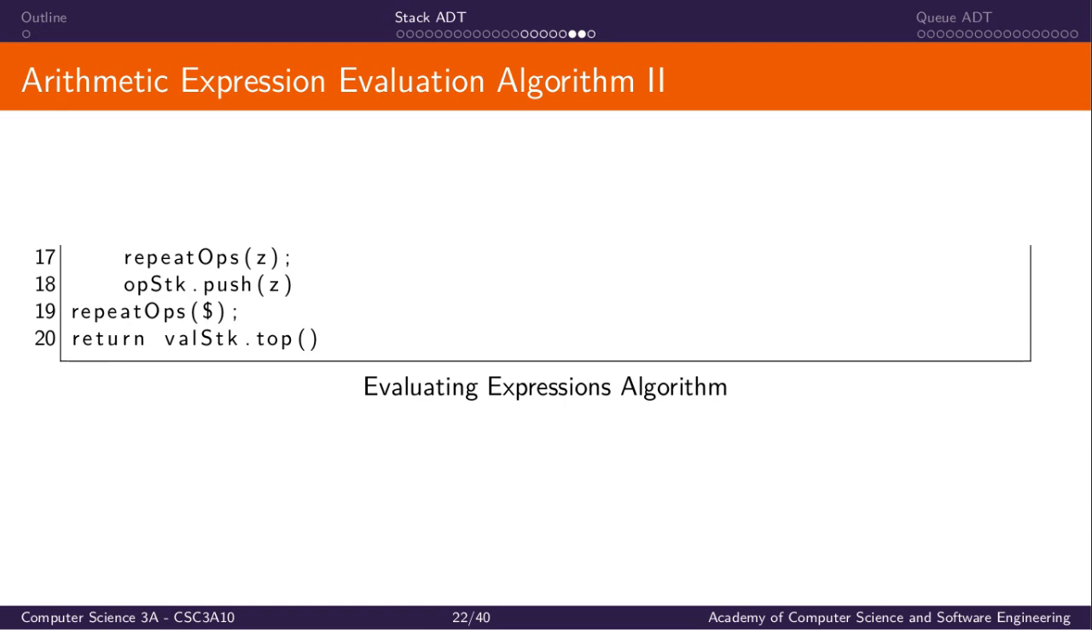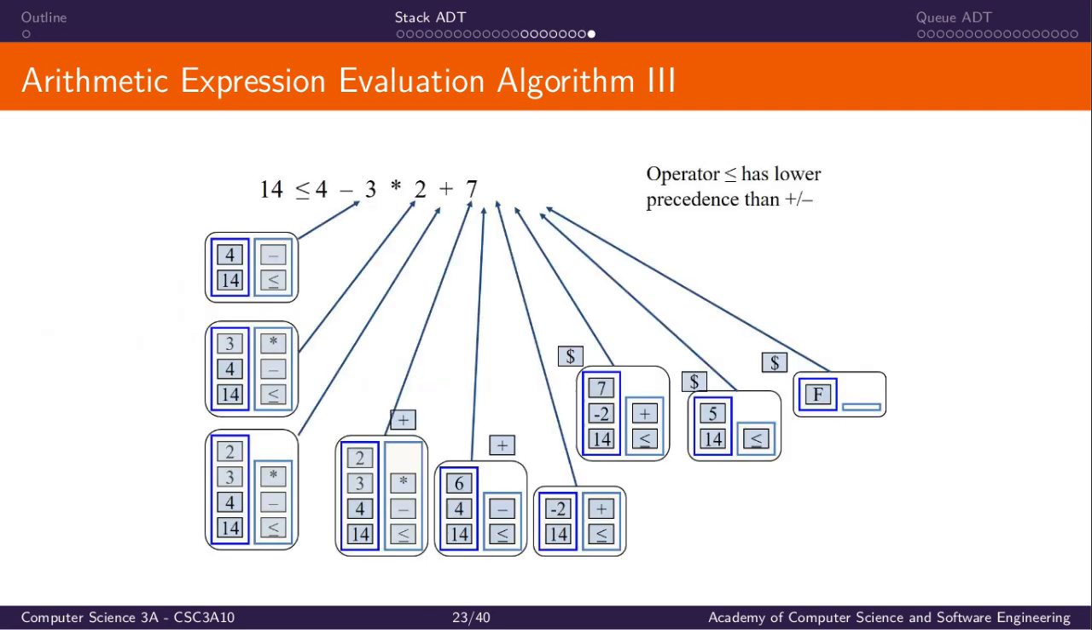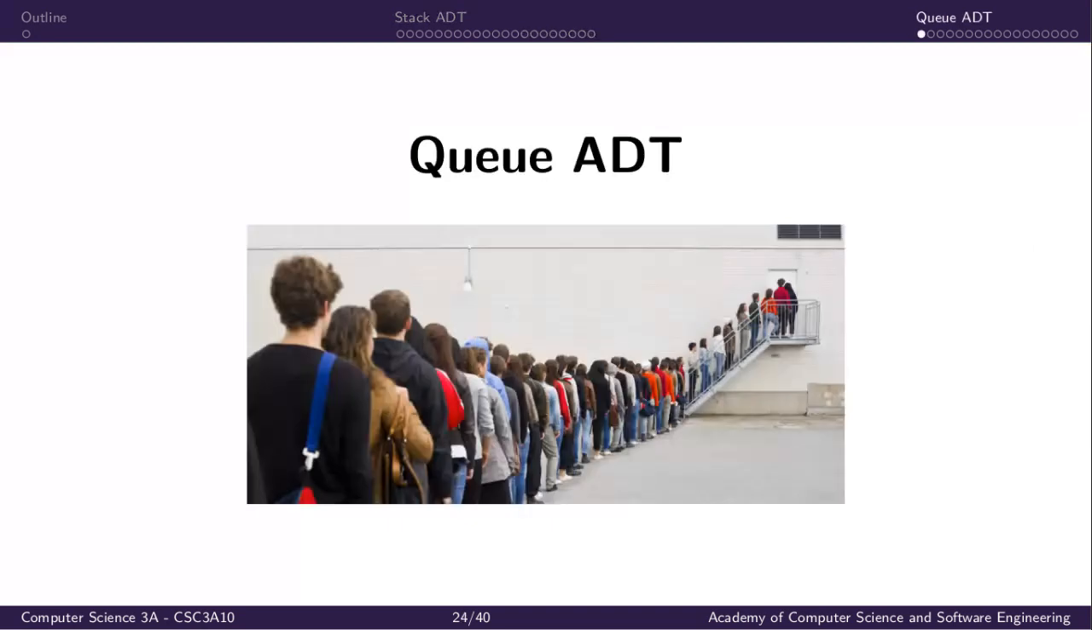All right. Then we'll call repeat ops and pass it the end of line character, which will simply do the operations over and over until there's only one thing remaining in our value stack, and that will be the answer. And that's how we'll return the top of our value stack. Note that at 19, that will actually do the operations regardless, because that special character, which represents the end of the line, has the lowest precedence. All right, so we're convinced that that works.